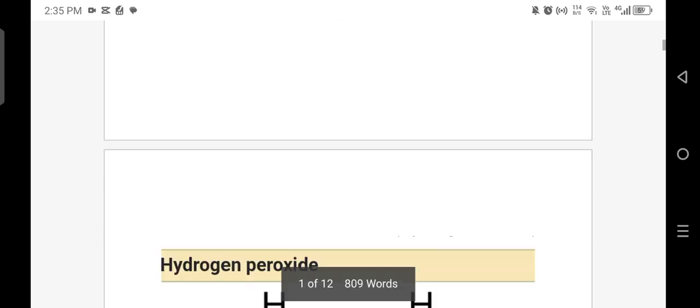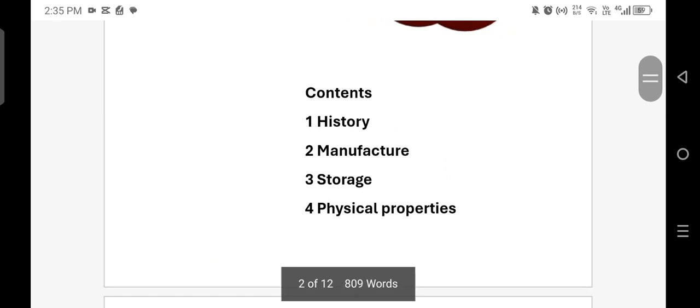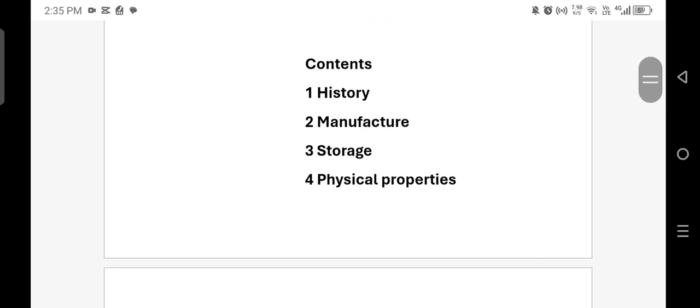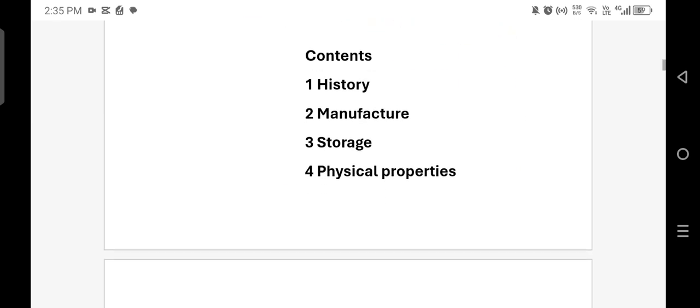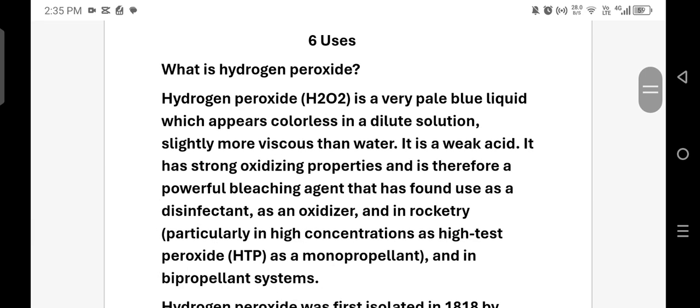Hydrogen peroxide. Here we will discuss its history, manufacture, storage, physical properties, chemical properties and uses.